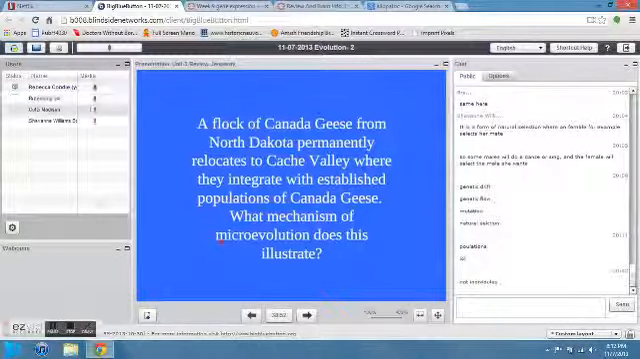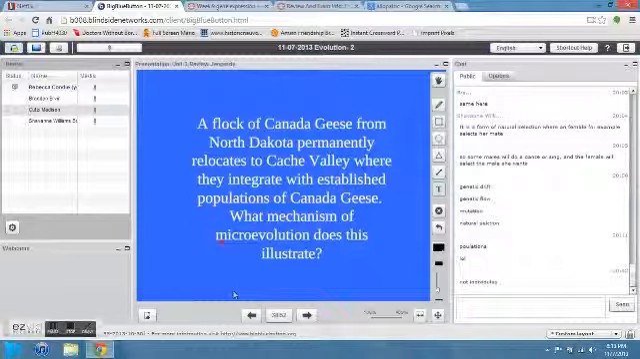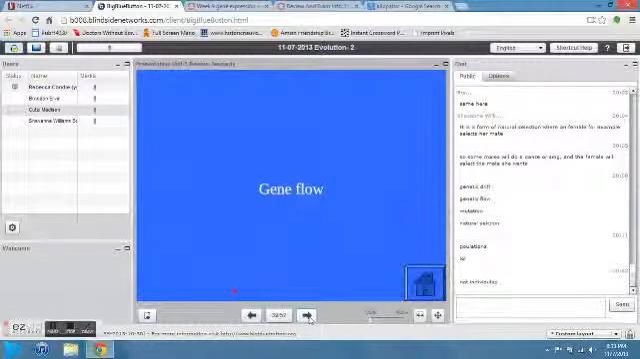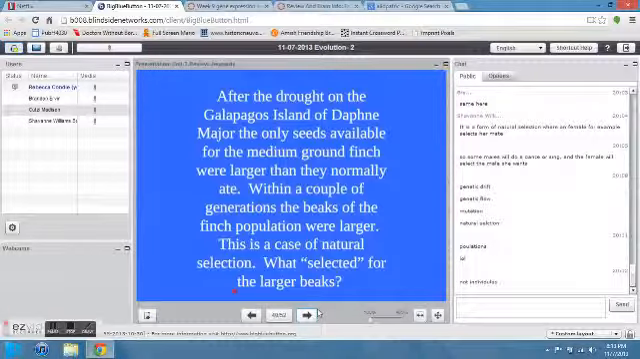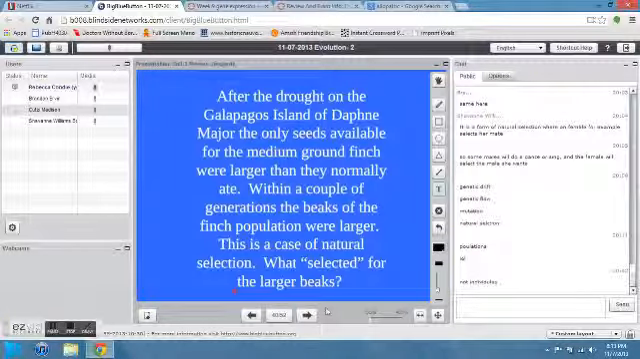Alright. After the drought on the Galapagos island of Daphne Major, the only seeds available for the medium ground finch were larger than they could normally eat. Within a couple of generations, the beaks of the finch population were larger. This is a case of natural selection. What selected for the larger beaks? Shivani?